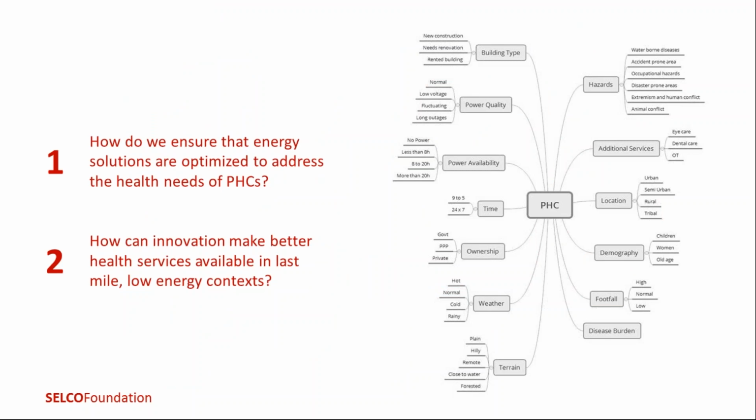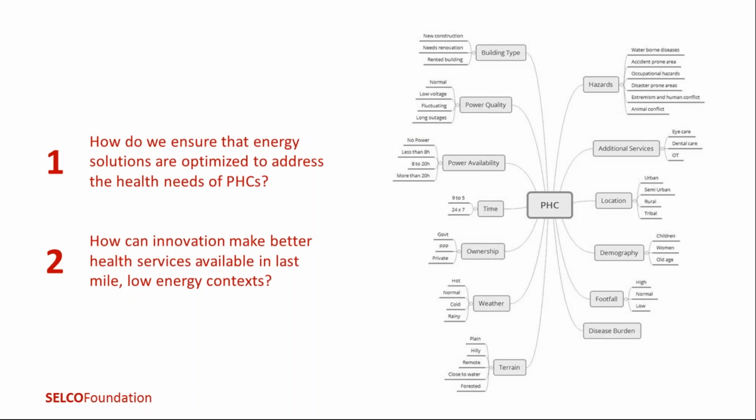So what I'm trying to get at is, there are these different typologies that begin to emerge when we look at health centers. In India specifically, there has been a lot of interest in the recent past, from Maharashtra, which has powered 400 PHCs, Chhattisgarh that has done 500, Tripura that has done 90, etc. And as we scale up this initiative, how do we ensure that energy solutions are really optimized to address the health needs of PHCs? So that was everything that I covered so far.